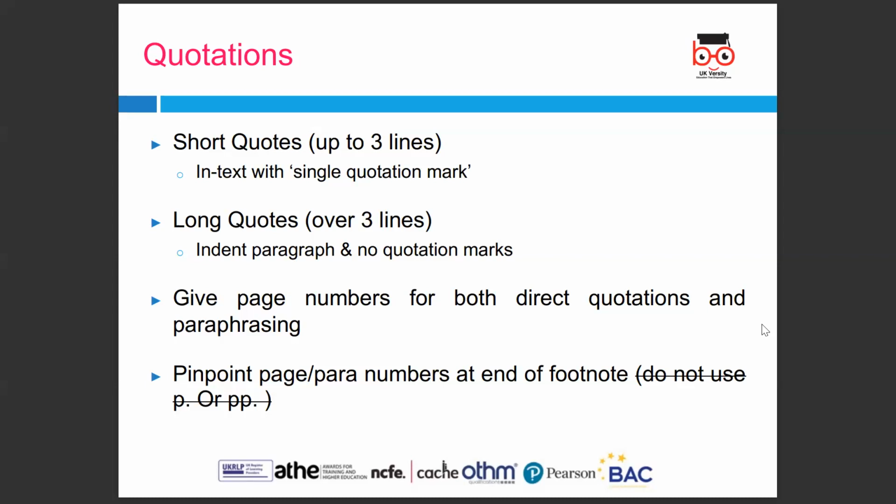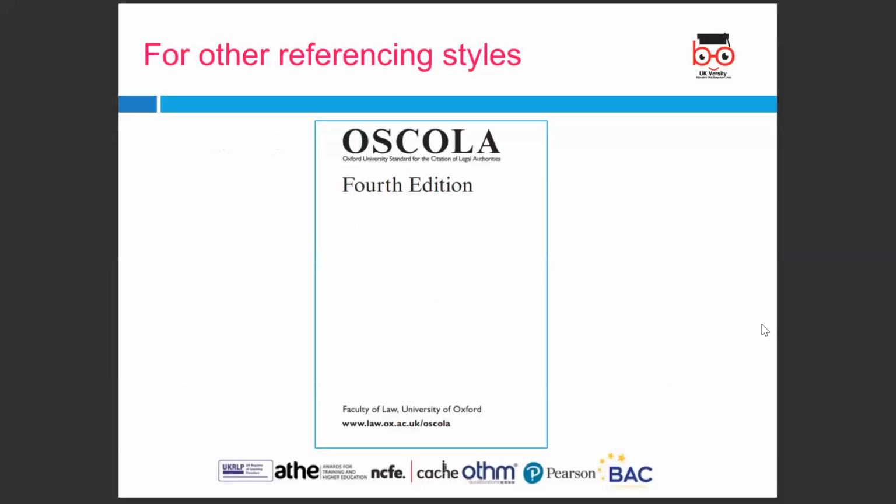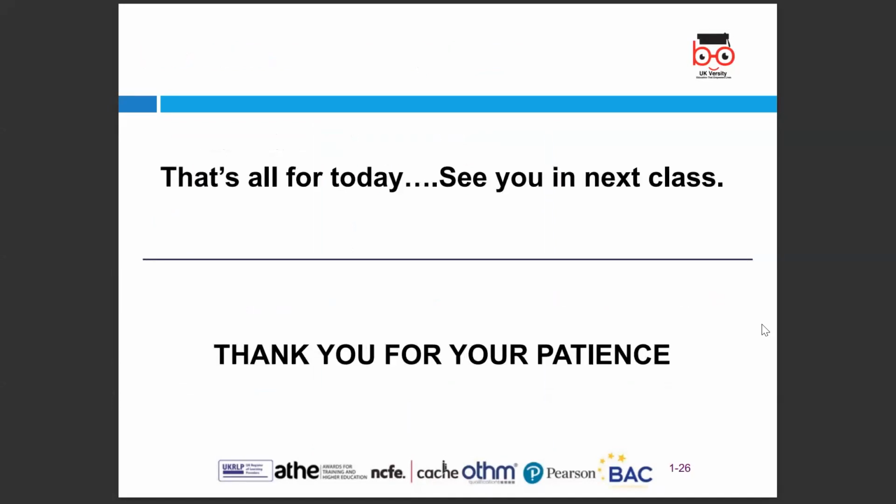So short quotes, up to 3 lines, go in the text with single quotation marks. Long quotes, over 3 lines, are indented as a paragraph with no quotation marks. Give page numbers for both direct quotations and paraphrasing, and pinpoint page and paragraph numbers at the end of the footnotes. For other referencing styles, there is the 4th edition of OSCOLA, so you can refer to that for the University of Oxford.